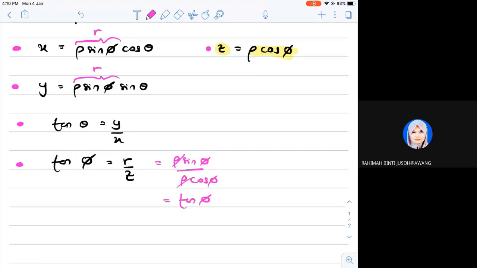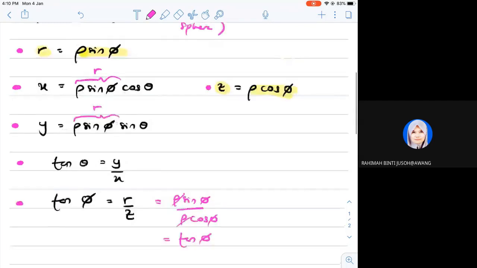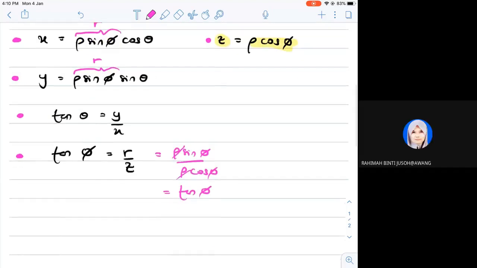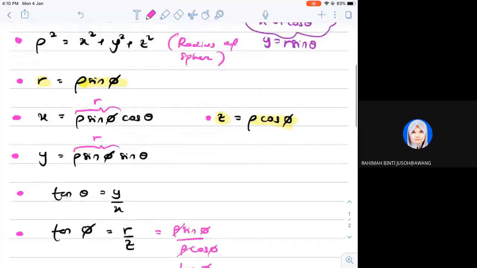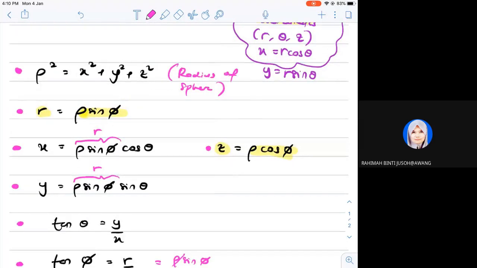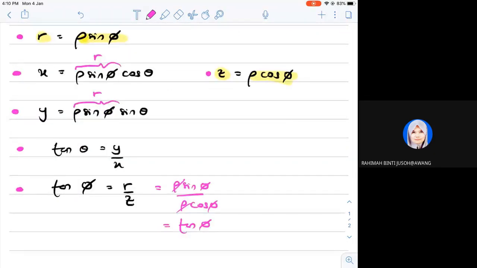Understand? Eh, faham ke tak ni? Yes. Faham. Okay. So next, apa lagi formula? 1, 2, 3, 4. 1, 2, 3, 4, 5, 6, 7.